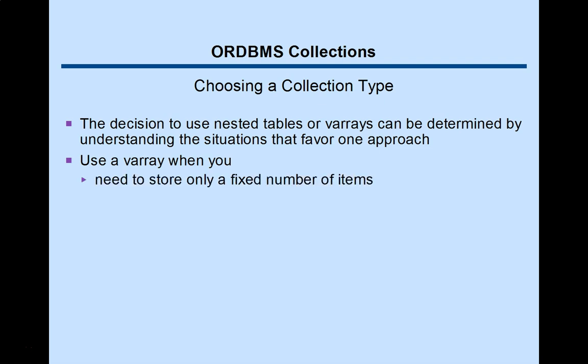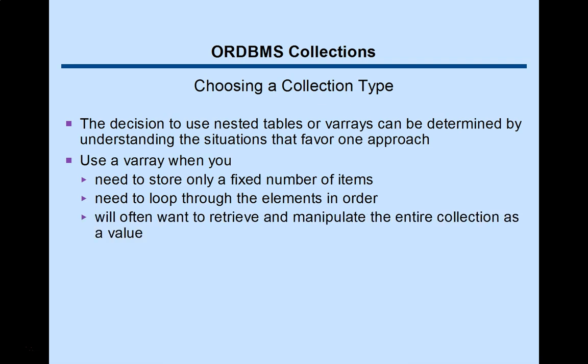Let's use a V-array when we need to store only a fixed number of items. Remember, we said that when a V-array is declared, we define an upper limit on its capacity. We can use a V-array when we need to loop through or iterate through the elements in an order, because remember, the elements in the V-array have an order imposed on them. We can also use a V-array when we want to retrieve and manipulate the entire collection as a value. We'll discuss this and present an example as we go along.